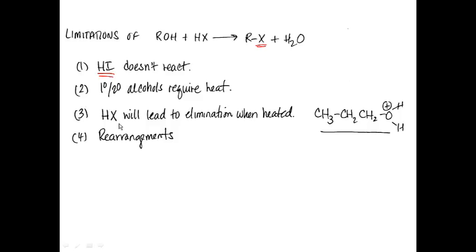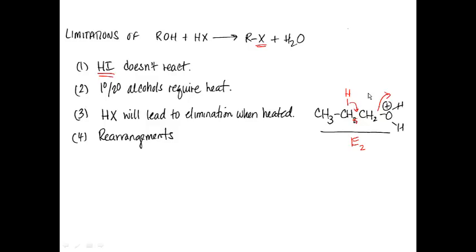HX can also lead to elimination when you heat it. So in other words, if I form an oxonium ion and I need to heat, as in the case of a primary and secondary alcohol, there's nothing really stopping me from losing this H plus and doing, in essence, E2. So we're going to have the formation of some elimination product, and that's going to cut down on our yield.